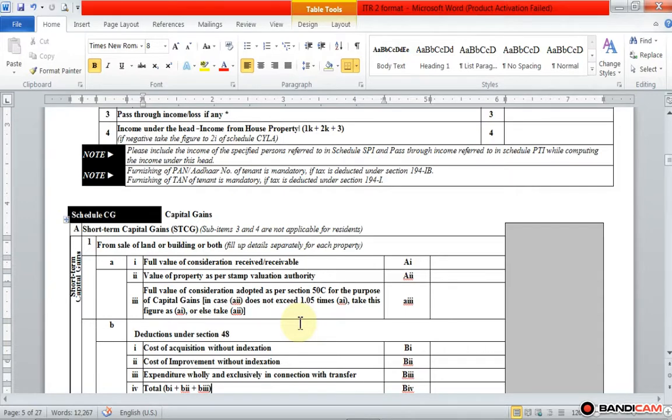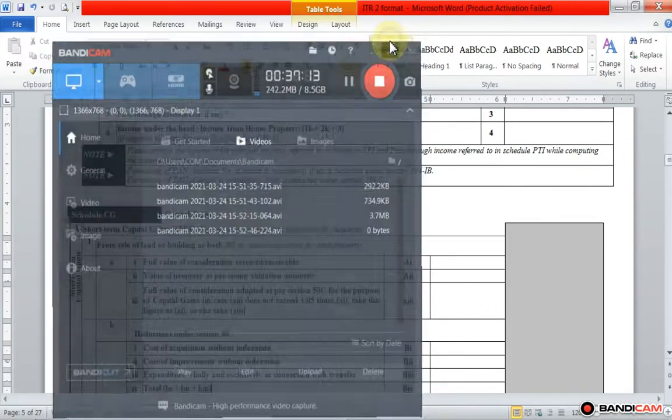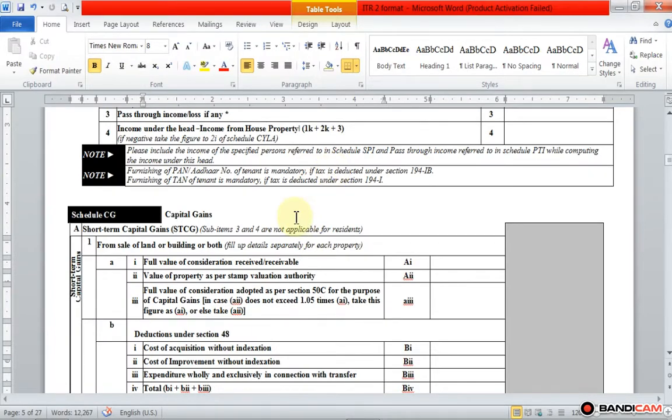मग यामध्ये काय काय कन्सिडर होतं तर त्या प्रॉपर्टीचं, त्या लँड अँड बिल्डिंगचं, पहिल्यांदा येईल फुल कन्सिडरेशन रिसिव्ड ऑर रिसिवेबल. त्यानंतर व्हॅल्यू ऑफ प्रॉपर्टी ॲज पर द स्टॅम्प व्हॅल्युएशन अथॉरिटी, म्हणजे व्हॅल्यू ऑफ दॅट लँड अँड बिल्डिंग ॲज पर गव्हर्नमेंट. So here government valuation amount is taken into consideration in column A2.